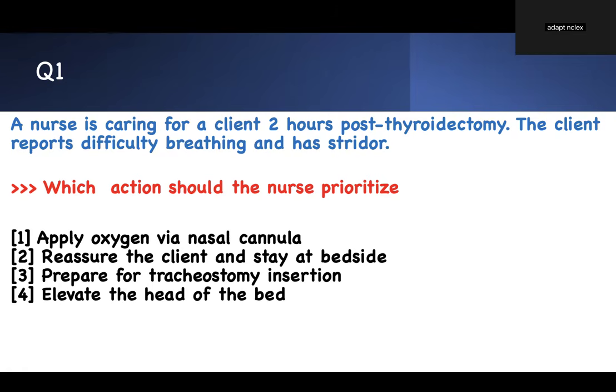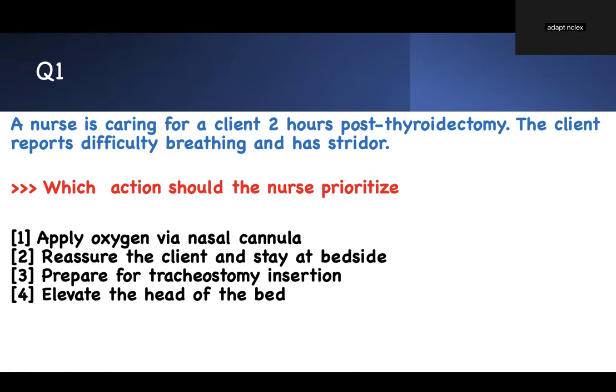A nurse is caring for a client 2 hours post-thyroidectomy. The client reports difficulty breathing and stridor. Buzzwords. Go for the buzzword. Common sense tells you stridor sounds bad. In my buzzword, there is an airway problem associated with stridor. That means the airway is collapsed. Difficulty breathing. If you have 1 second, what would you do? This is classified as an emergency. You have no time. You want to save the patient. Common sense strategy with critical thinking.